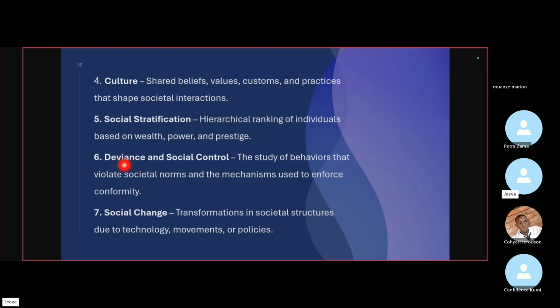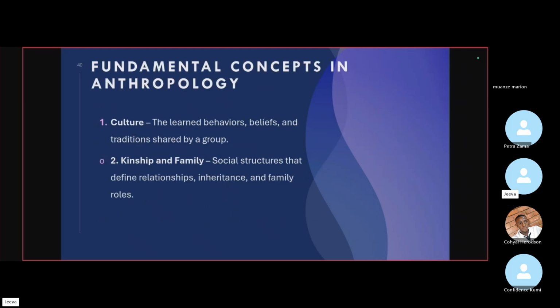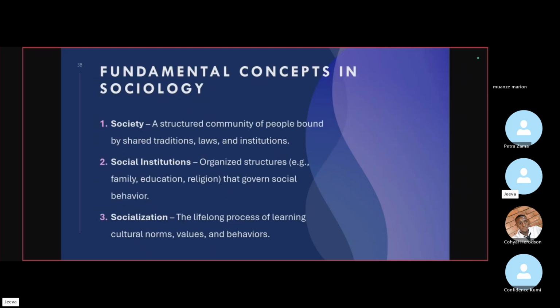The sixth one is deviance and social control. That is the study of behaviors that violate social standards and the mechanisms used to enforce conformity. Then social change, the transformation of societal structures due to various technologies, movements, and policies. There are different changes happening. So all these are the fundamental concepts which come under sociology.